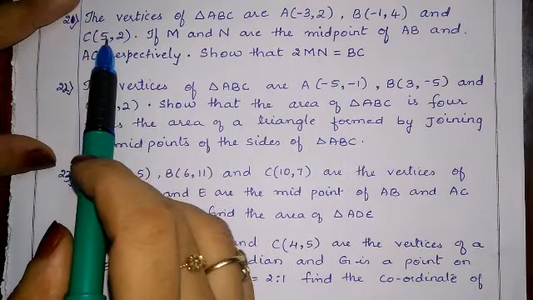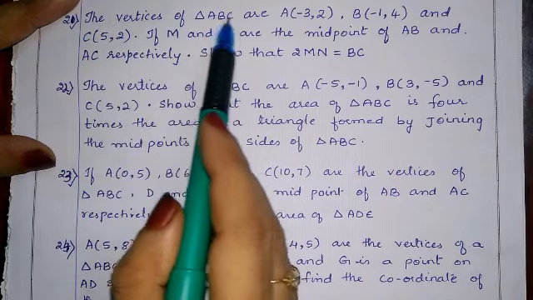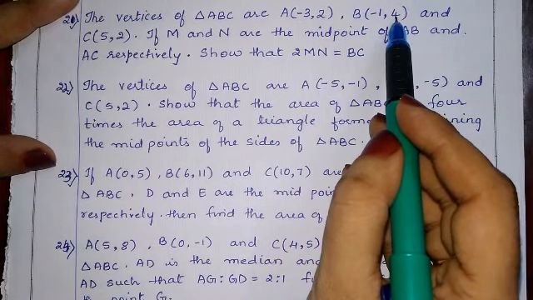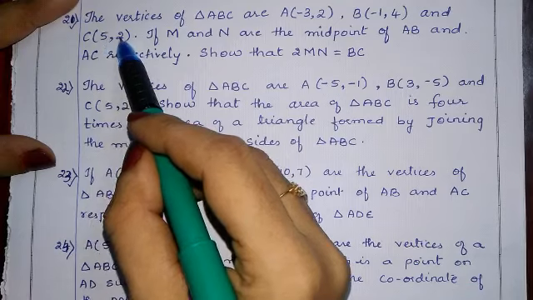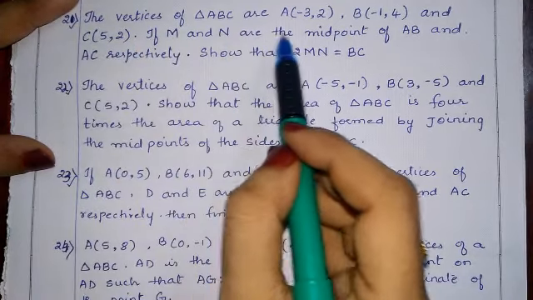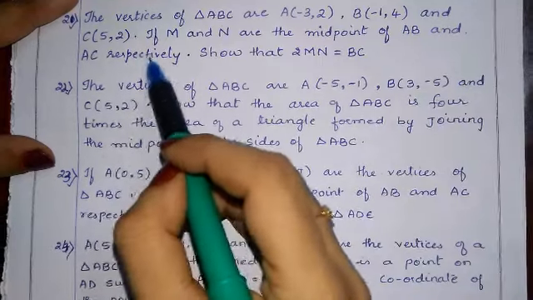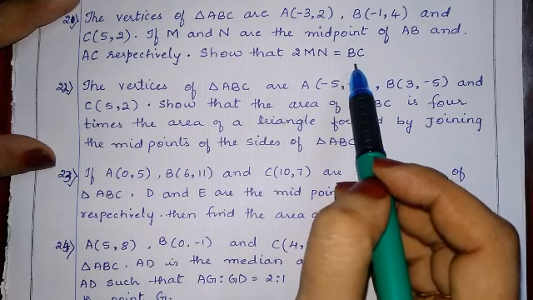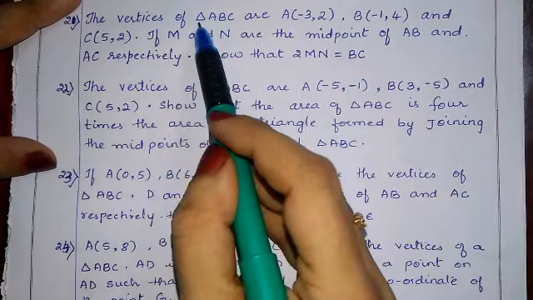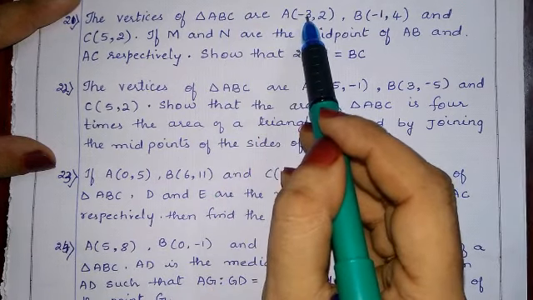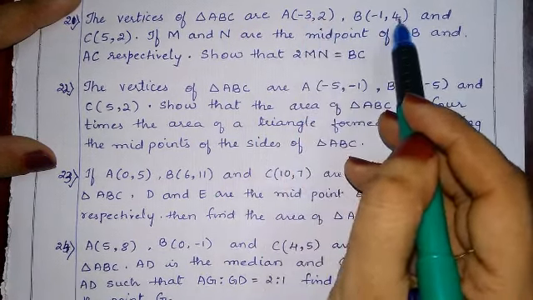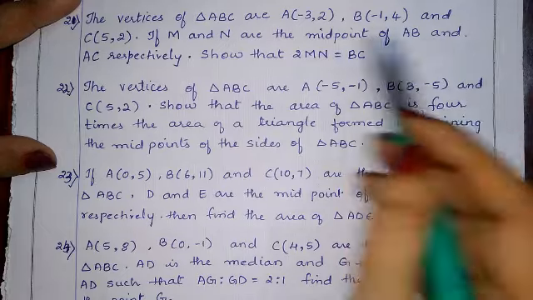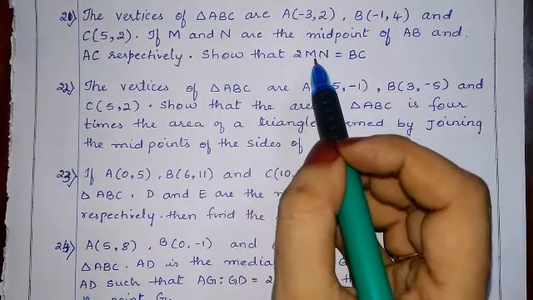Question number 21 is: the vertices of triangle ABC are A(-3, 2), B(-1, 4) and C(5, 2). If M and N are the midpoints of AB and AC respectively, show that 2MN is equal to BC. What is the question here? The vertices of triangle ABC are A(-3, 2), B(-1, 4) and C(5, 2). If M and N are the points on AB and AC, show that 2MN is equal to BC.